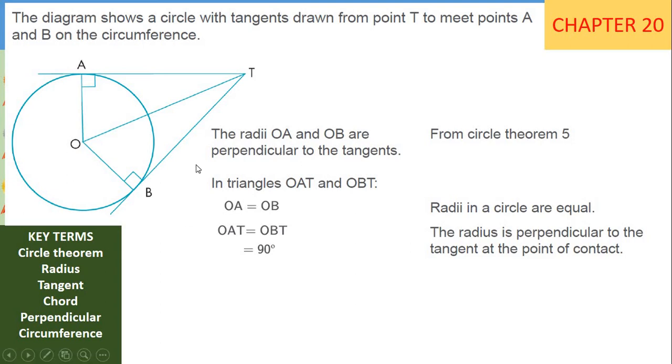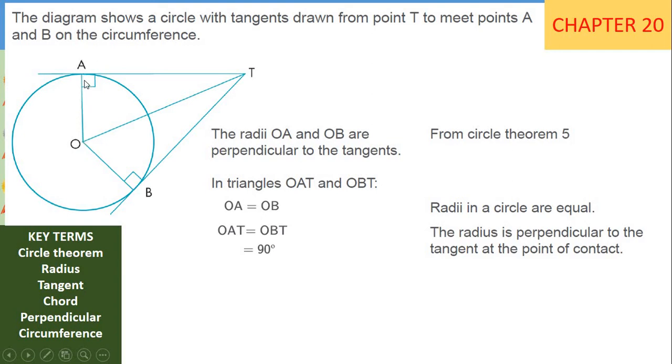So just have a listen as I go through. The diagram shows a circle with tangents drawn from point T to meet points A and B on the circumference. The radii, remember this is just the plural of radius, so the radii OA and OB are perpendicular, and they always create right angles. So this always creates symmetry. So from the circle theorem we've just gone through, we can assume these are 90 degrees.